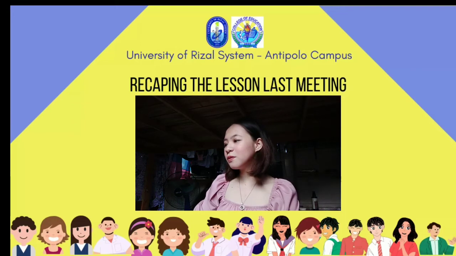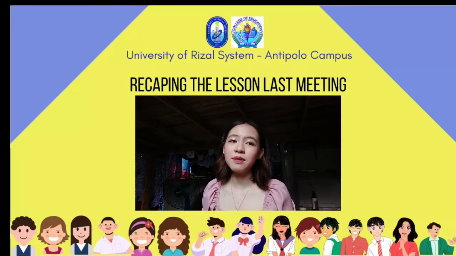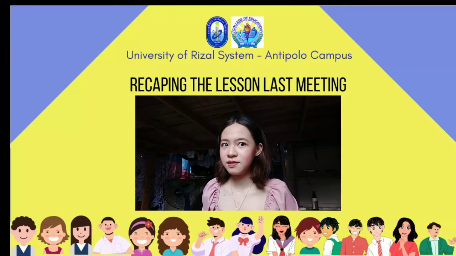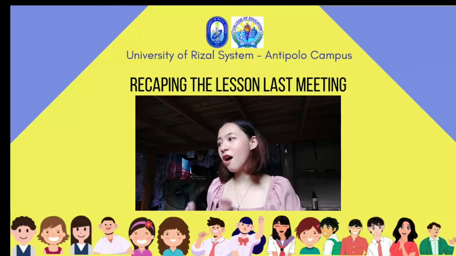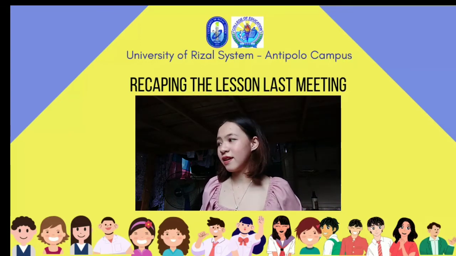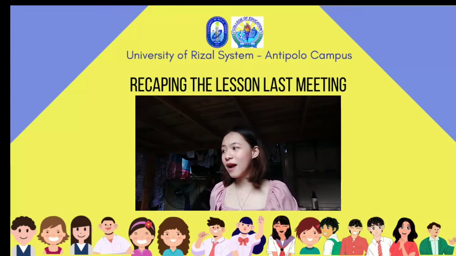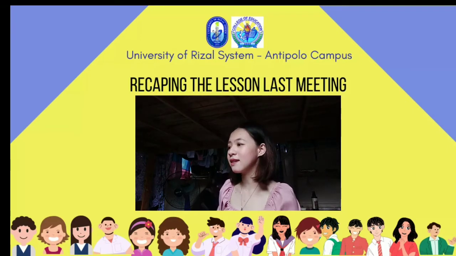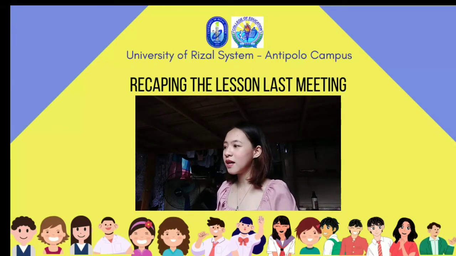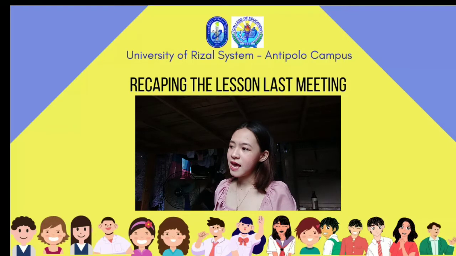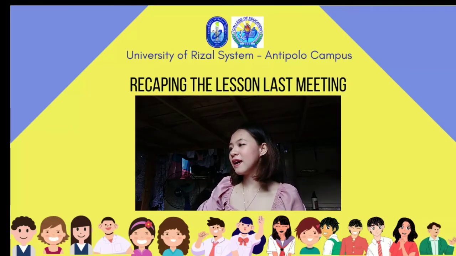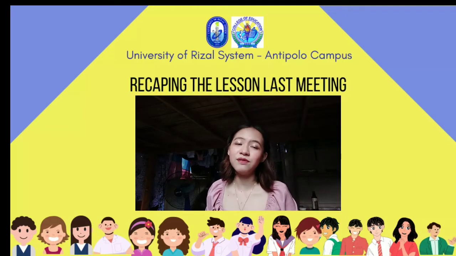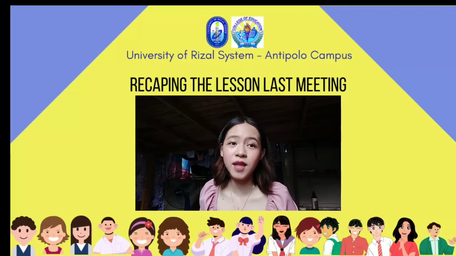I really appreciate your recitation and recalling what we tackled yesterday. Can you give me some examples of polygons? The examples of polygons are the triangle, the quadrilateral, the pentagon, the hexagon, the heptagon, the octagon, the nonagon, and the decagon. Thank you so much. I think you have learned what we tackled yesterday.